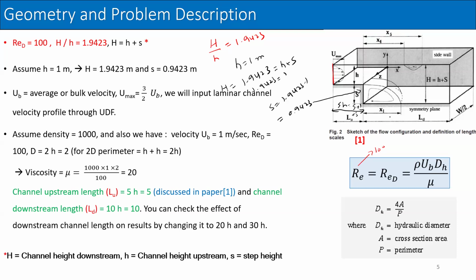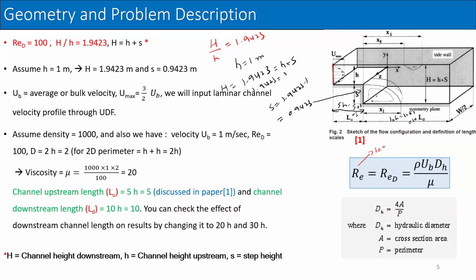Downstream length is equal to 10h. So it's equal to 10 into 1 is equal to 10 meters. You can also increase these lengths and see what effect they have on the results. If not, then you can use these values. Maybe you can reduce the values and see what happens with the results. So you can check that.